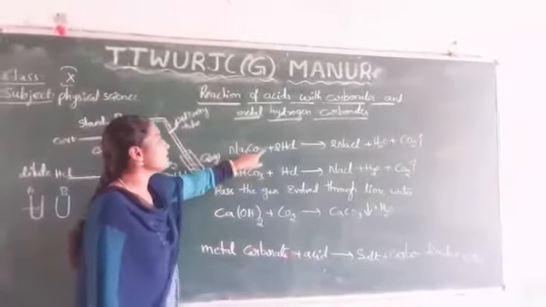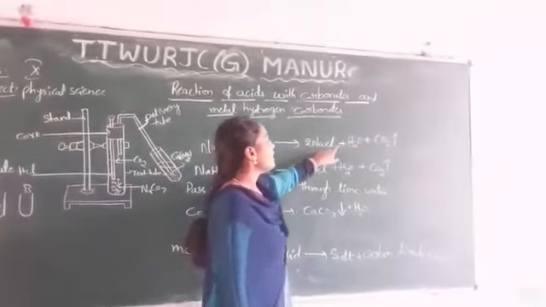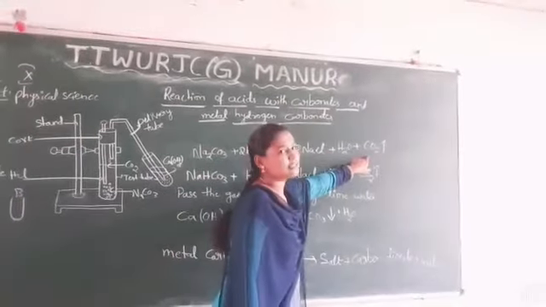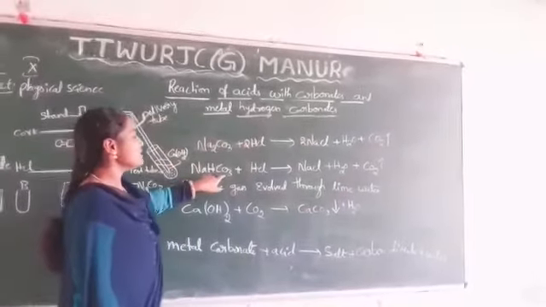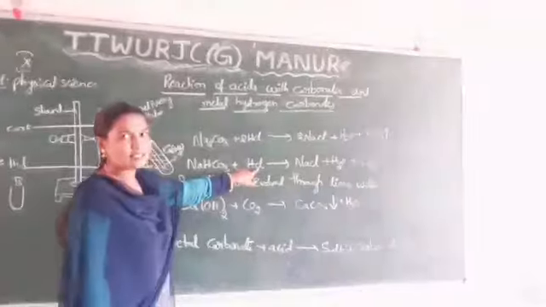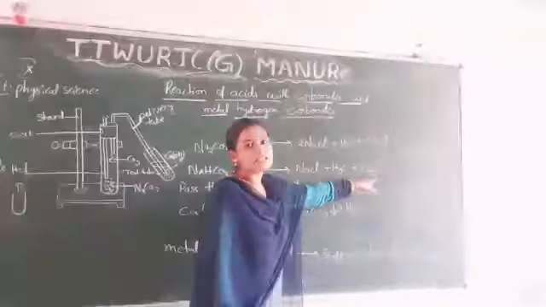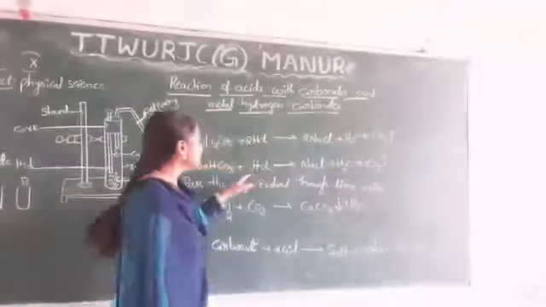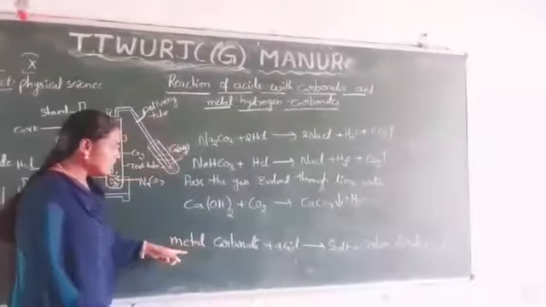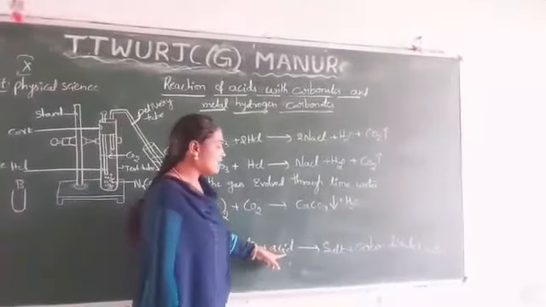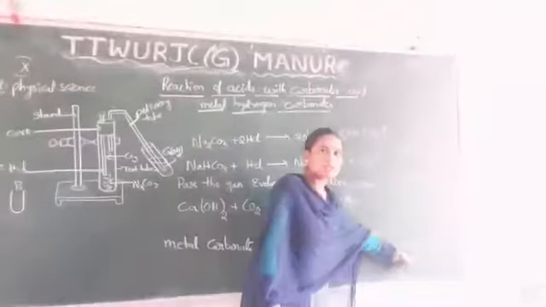When sodium carbonate reacts with dilute HCl, what happens? Sodium chloride and water are formed and carbon dioxide is evolved. And when sodium hydrogen carbonate is added to dilute HCl, what happens? Sodium chloride plus water plus carbon dioxide is evolved. That means whenever metal carbonates react with acids, we get a salt, and carbon dioxide and water are evolved.